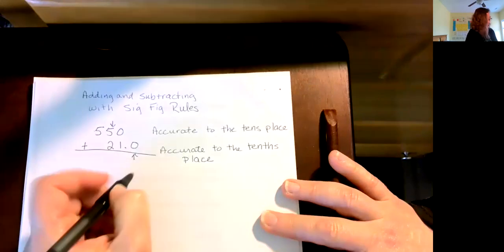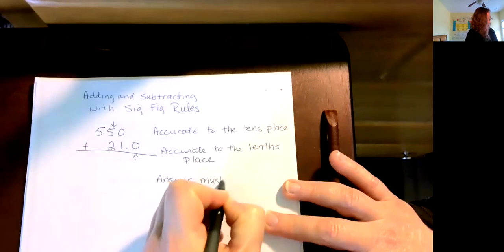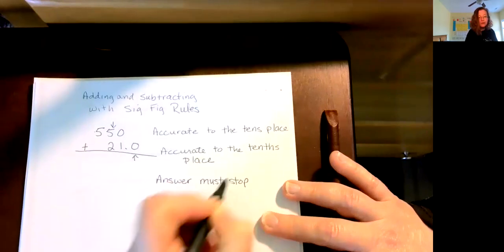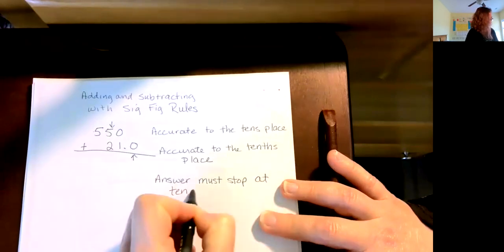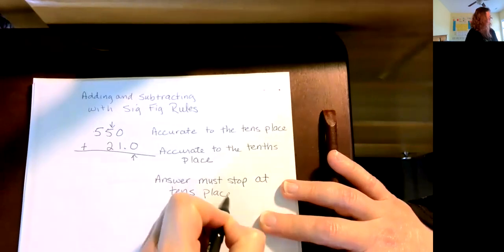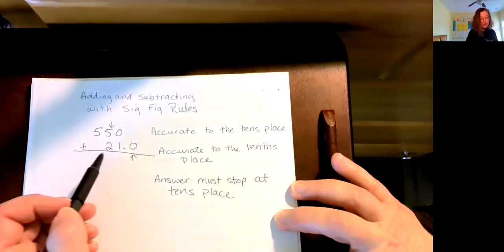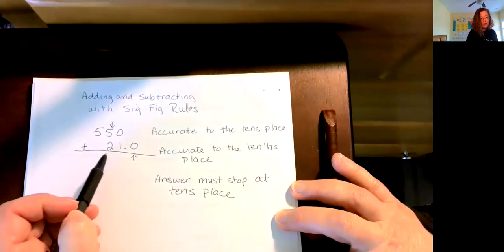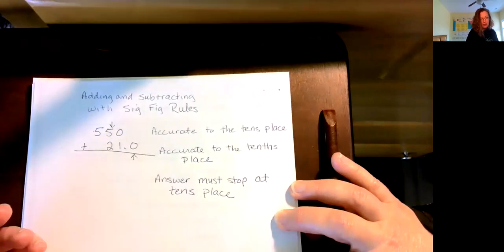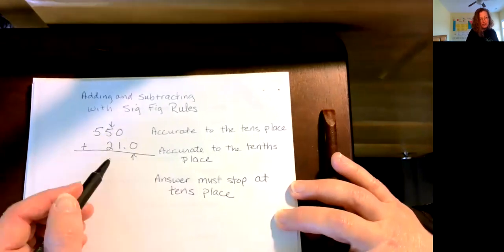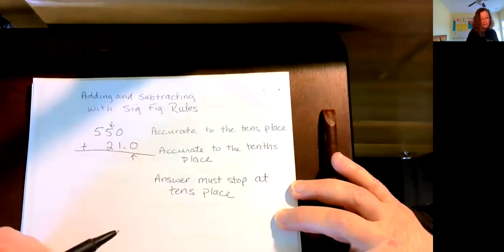Our answer must stop where? At the tens place. My answer cannot be more accurate than the measurements I'm doing the calculations with. This one's just saying it was 550 versus 540 or 560. I can definitely not have an answer that's more accurate than that.